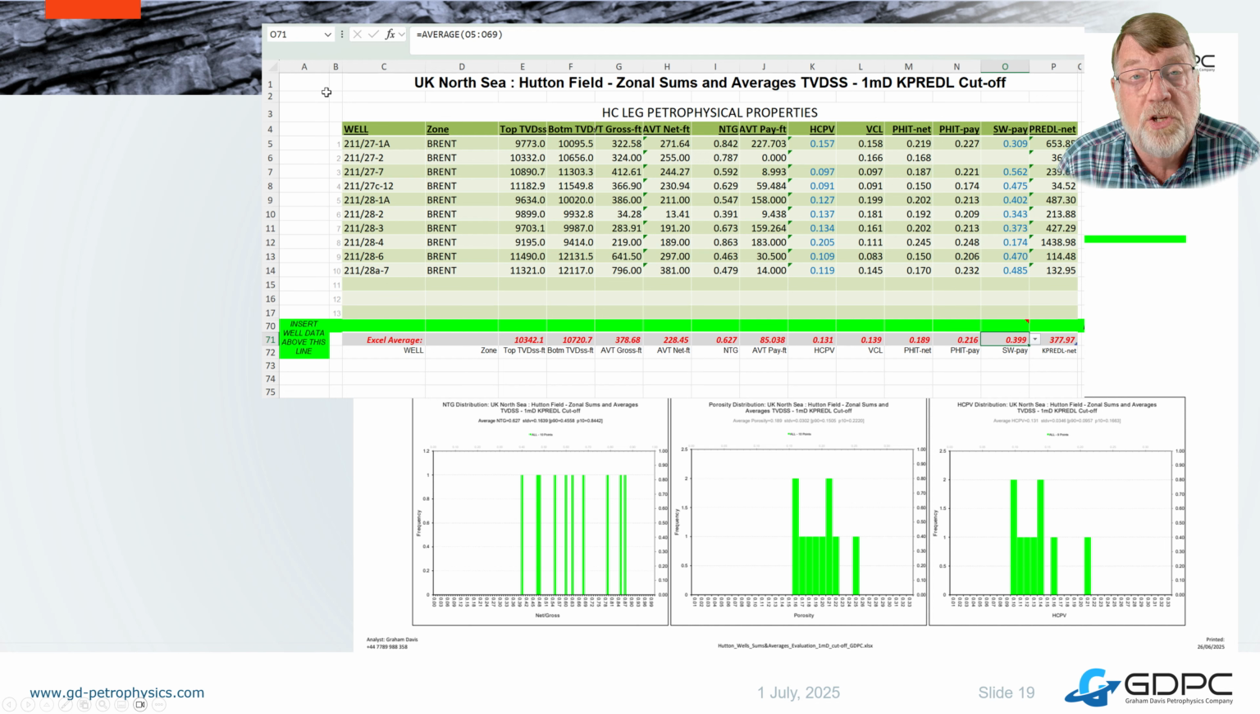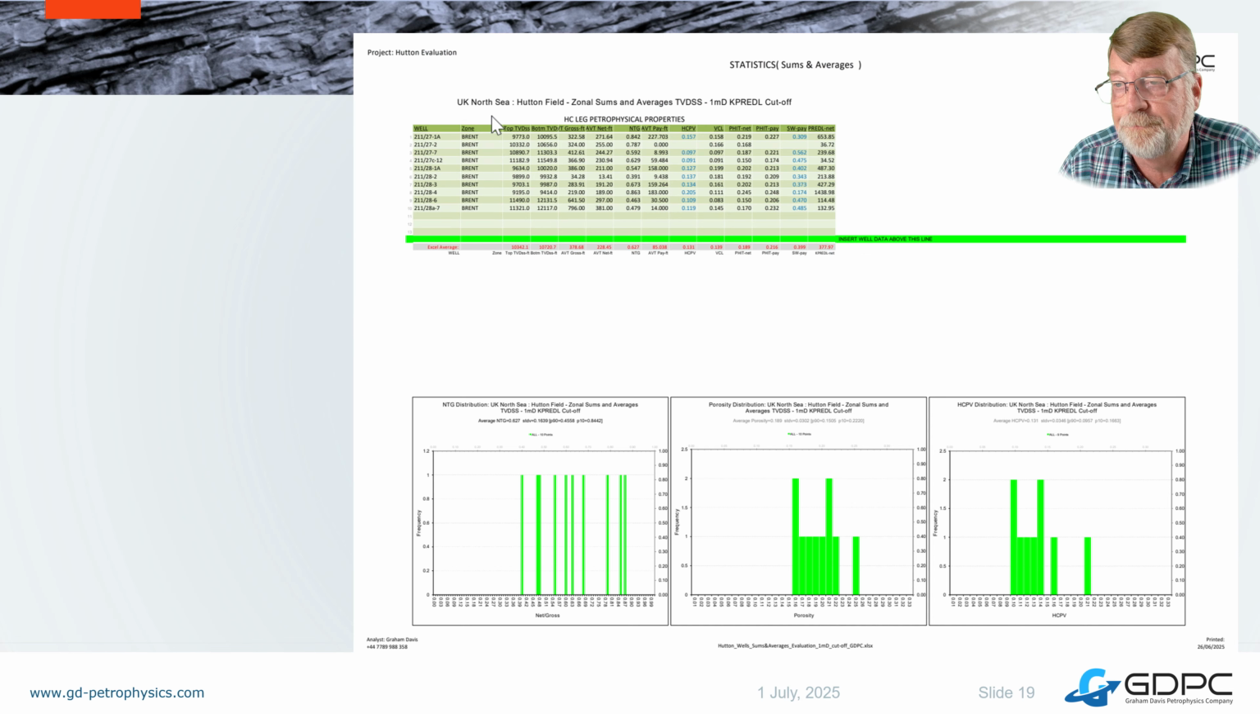Now I'm going to explain to you why that's not the right thing to do, but I just put it in here to illustrate the point. It's a common mistake that I often see made, those averages. Now I guess if everything's the same thickness and the same on the net to gross, then you can get away with doing some of this stuff. But where you have variable thickness and variable net to gross, then it's dangerous just to use the Excel averaging.